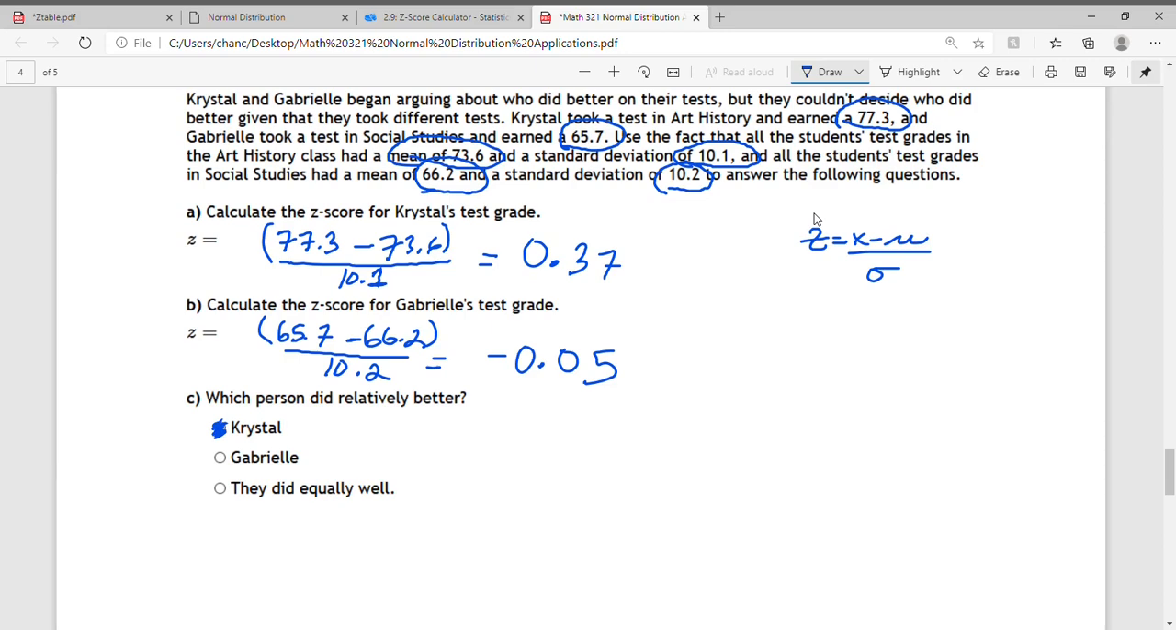Remember, the z-score represents the number of standard deviations above or below the mean. In this case, Crystal did 0.37 standard deviations above average, and Gabrielle did negative 0.05 standard deviations below average. So she did poorer than average.